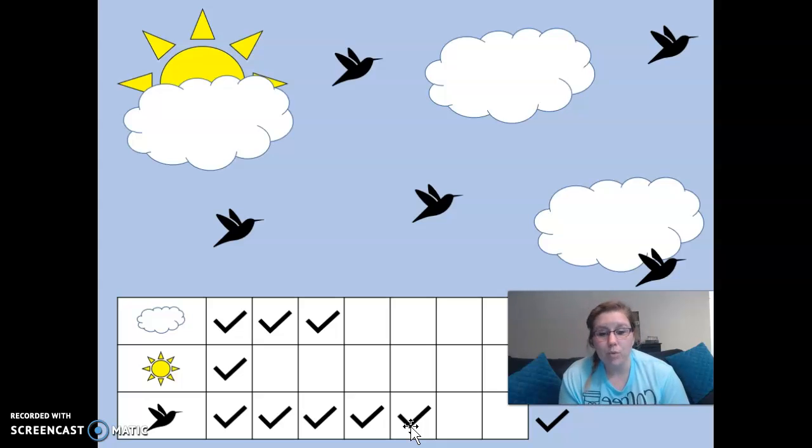How many fewer suns are there than clouds? So that's where we take our clouds and we count backwards until they're equal with the sun. So here's 1 fewer, 2 fewer. There are 2 fewer suns than clouds. Now let me show you what I want you to do.